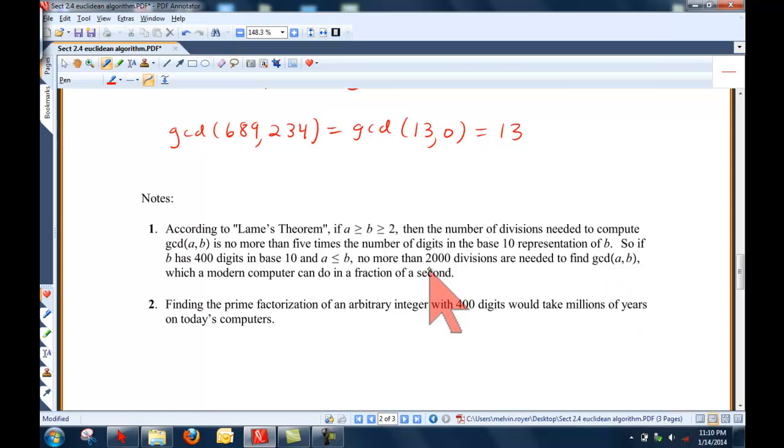And 2,000 divisions is horrible by hand, but for a modern computer it's nothing. A computer can do 2,000 divisions in a fraction of a second.